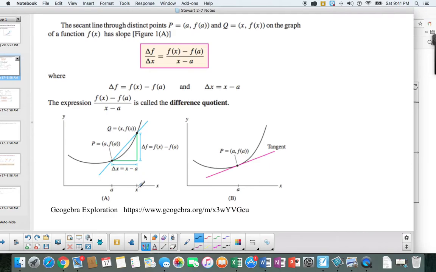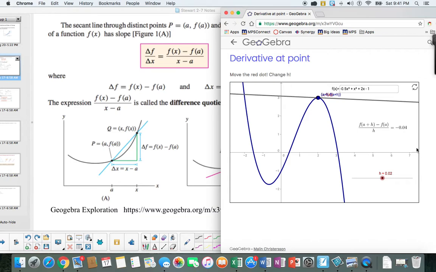We're allowing x to get closer to A, and when we do that, the secant becomes more and more like a tangent. This is the page I'm referencing. This is a GeoGebra activity, and I'm going to show you how a secant becomes a tangent. All right, so here's our specific point A, f of A, and here's our polynomial.